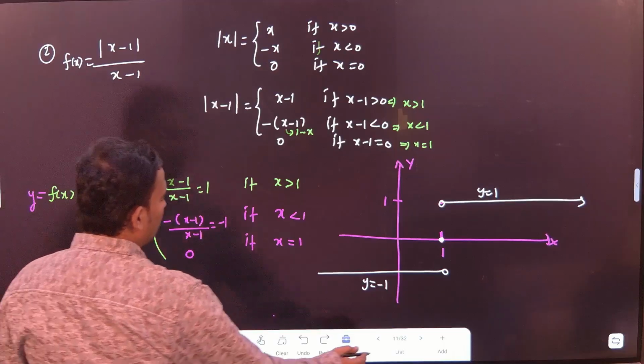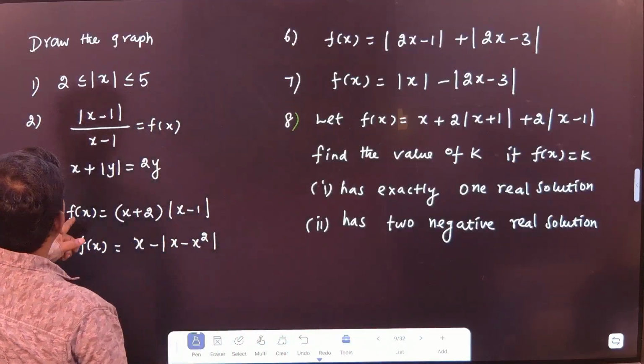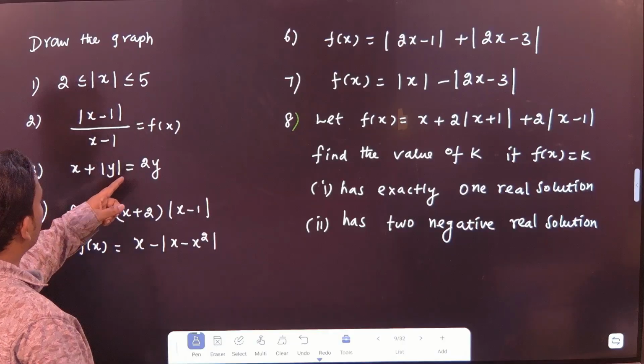Okay, fine. Let's do the next question. What is that? x plus mod y is equal to 2y.